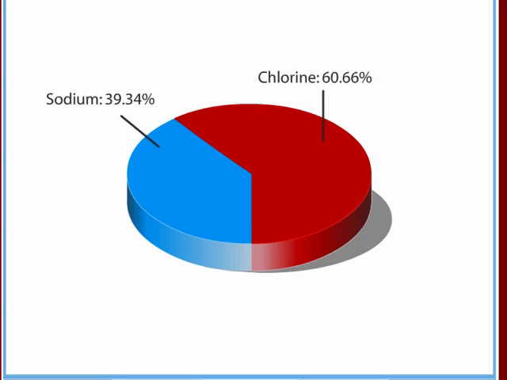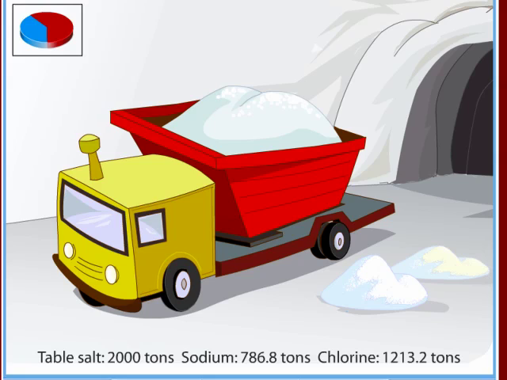Table salt, sodium chloride, always consists of 39.34% by mass sodium and 60.66% by mass chlorine, no matter how big the sample is or where it comes from. The salt in the walls of a salt mine might consist of 786.8 tons of sodium and 1,213.2 tons of chlorine, but the proportion is still 39.34% by mass sodium and 60.66% by mass chlorine.